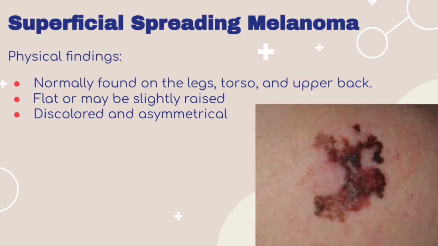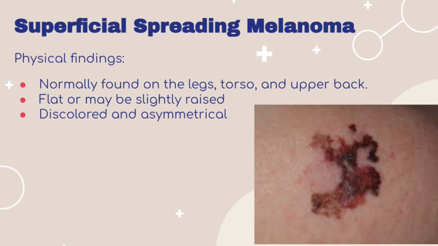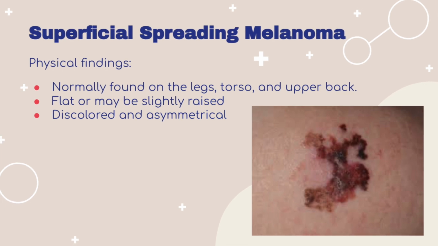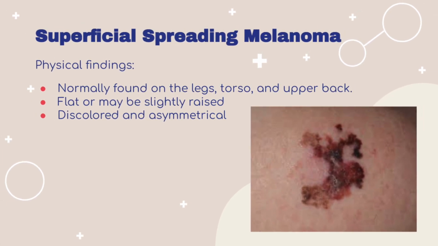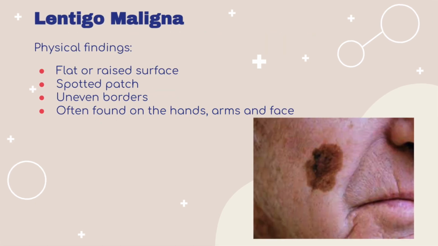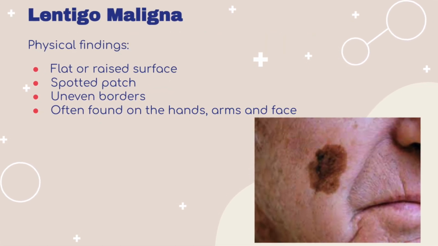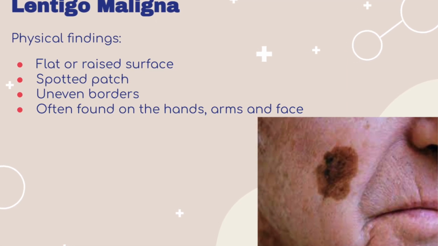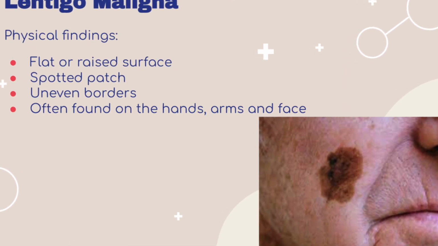Superficial spreading melanoma, some physical findings, is that it's normally found on the legs, torso, and upper back. Could be slightly raised or flat and discolored. It's also asymmetrical. Lentigo melanoma is often seen as flat or raised. It's often a spotted patch with uneven borders. It's mostly seen on the hands, arm, and the face.